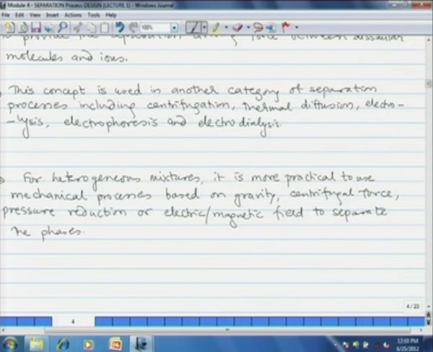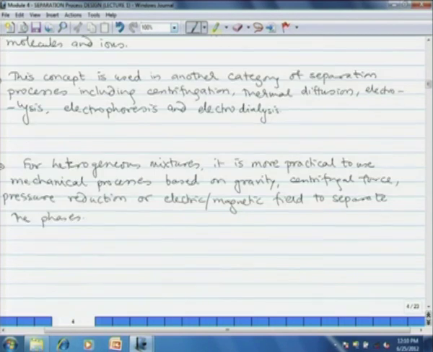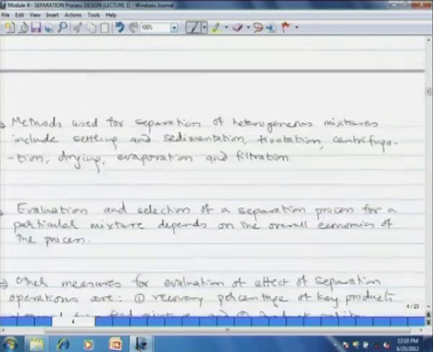As far as heterogeneous mixtures are concerned, it is more practical to use mechanical processes based on gravity, centrifugal force, pressure reduction or electric magnetic field to separate the phases. Methods used for separation of heterogeneous mixtures include settling and sedimentation, which I just mentioned.